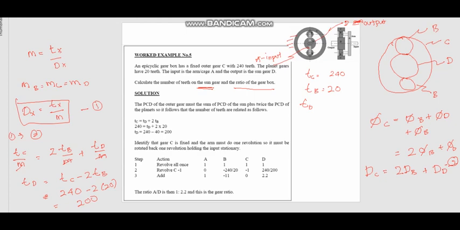Next, we want to find the gear ratio. Gear ratio is basically the speed of the input over the output, so NA over ND, where the output is ND. The way to do that is to apply the basic epicyclic gear theory. Let me erase all this.